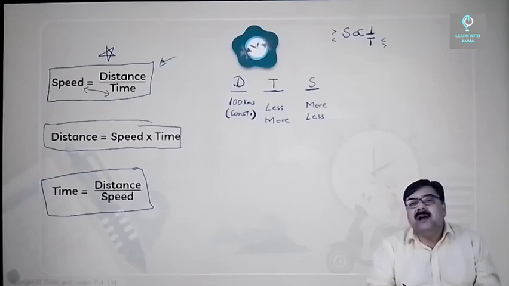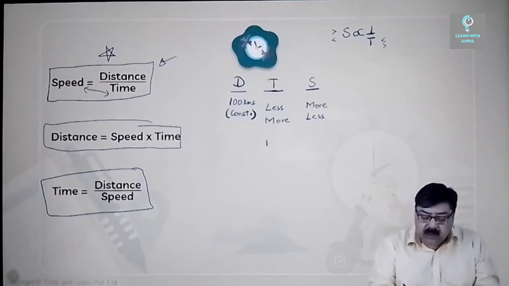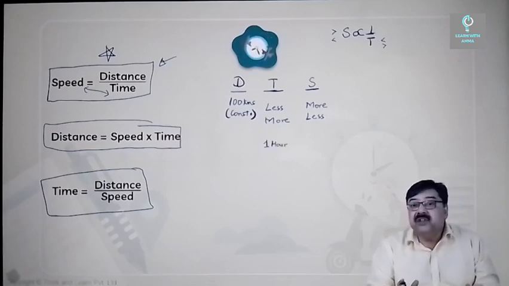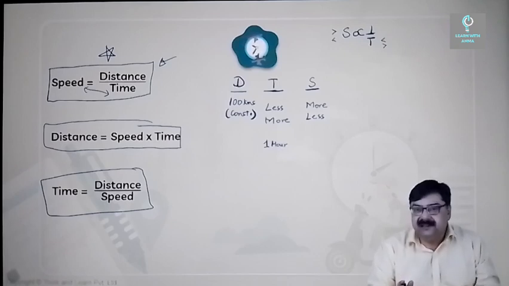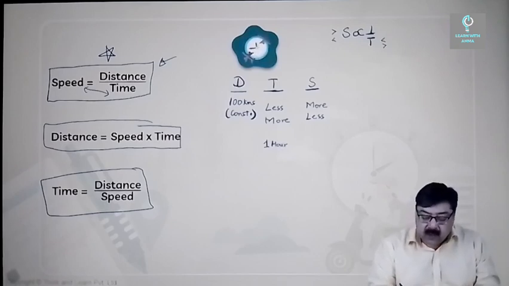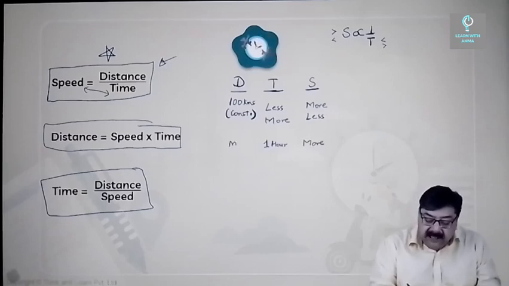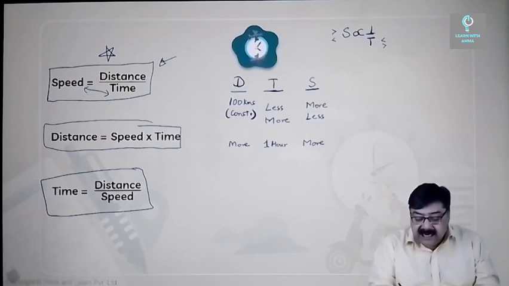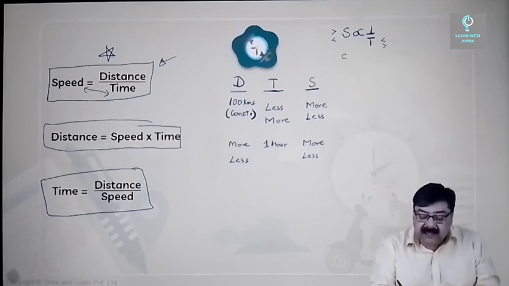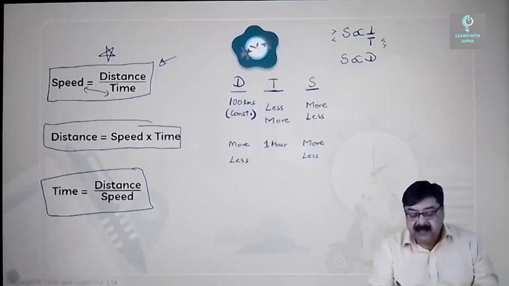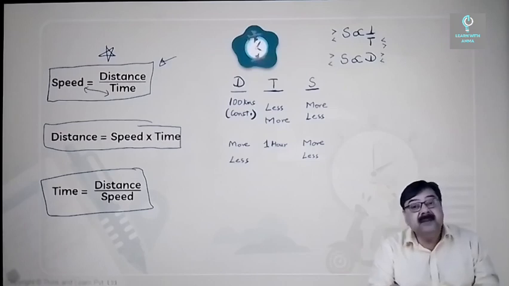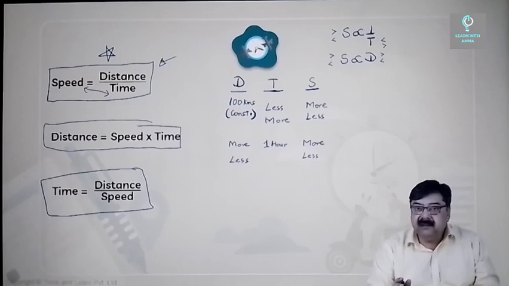Now let us say that you borrow your dad's car and he allows you to drive only for 1 hour. That means the time period for which you will drive the car is constant. It is only 1 hour. In that case, more your speed, more will be the distance covered. Lesser your speed, less will be the distance covered. So here we find that speed and distance have a directly proportional relationship. That is, greater the speed, greater will be the distance covered. Lesser the speed, lesser will be the distance covered if the time period is constant.